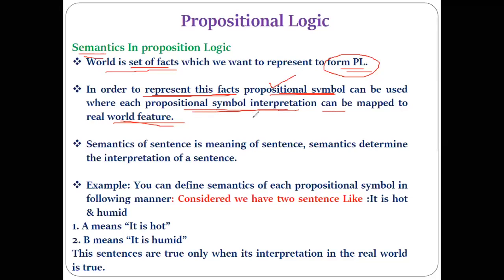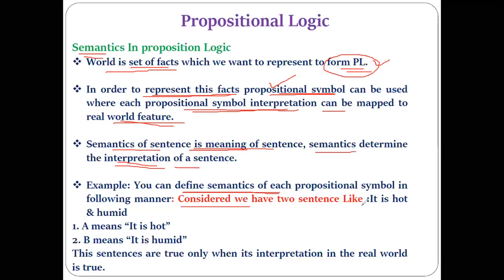Each of these propositional symbols has some kind of semantics. Now semantics is nothing but what? The semantics of any sentence or any fact is nothing but the meaning of that particular sentence. Semantics determines the interpretation, the meaning of that particular sentence. What exactly is the meaning of a certain sentence? Now, to define the semantics of each propositional symbol, what exactly is the meaning of a particular propositional symbol that we utilize in propositional logic? Let's see with an example.